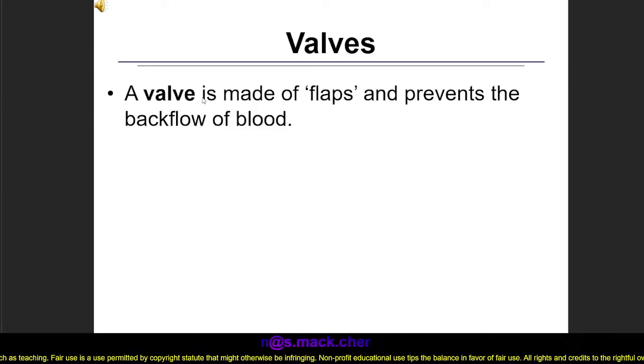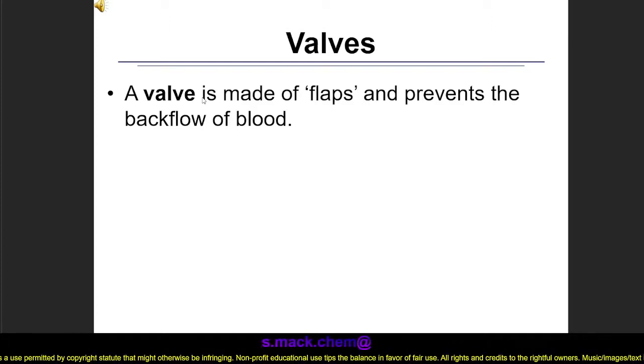Hi guys, in this video we're going to discuss valves. We will look at the valves found in veins as well as the valves found in the heart. We will start by discussing the function of a valve.